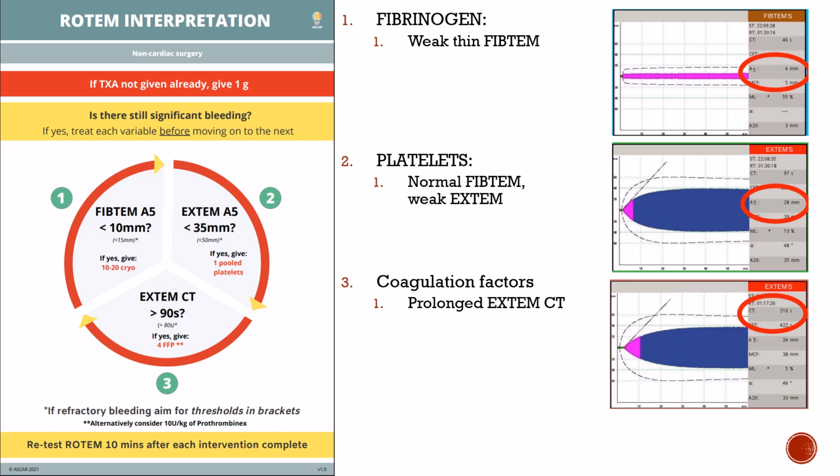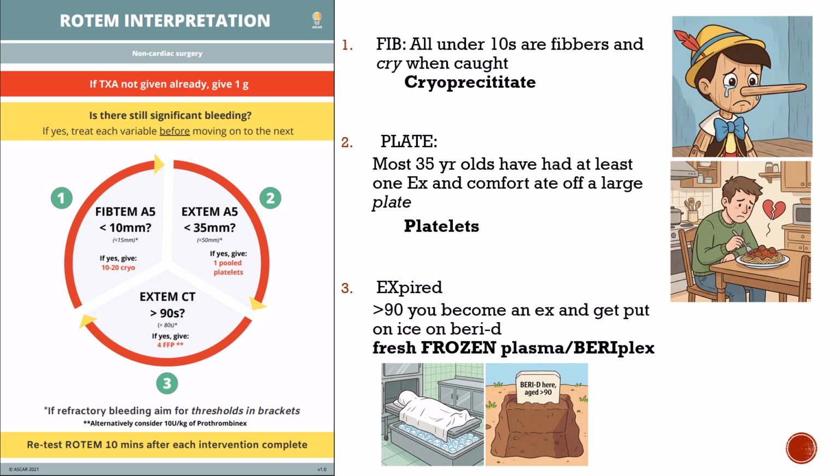Good. A way to remember this in the exam might be a little bit silly, but here's a way that I've come up with. Step 1, fibbers. All children under 10 are fibbers and they cry when they get caught. So if your FibTem is under 10, so under 10s, fibbing, they're going to cry, give cryo.